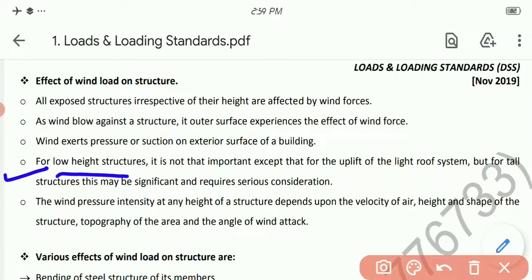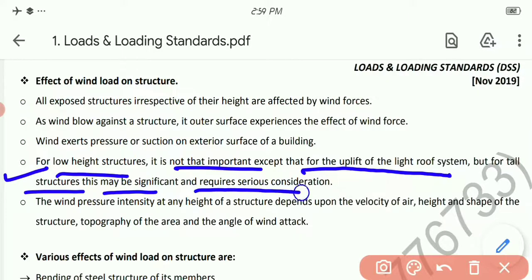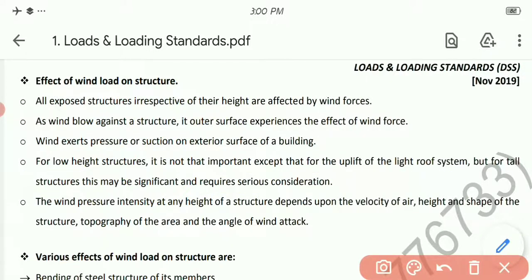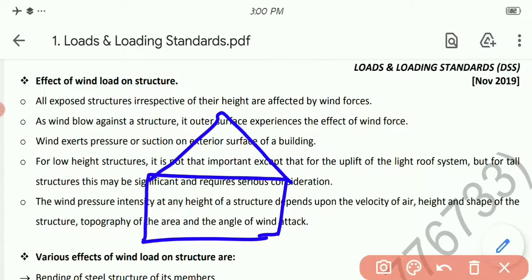For low height structures, it is not that important, except for the uplift of light trusses, but for all tall structures this may be significant and requires serious consideration. So whenever we are designing any structure with low height, for example a workshop, the height of the workshop is usually not more than 10 meters. If we draw the cross section, a roof is provided over it. So for the roof system we need to consider the wind load.